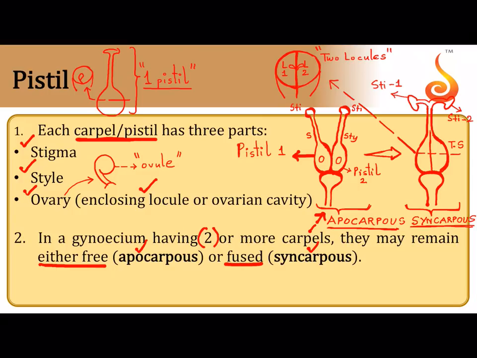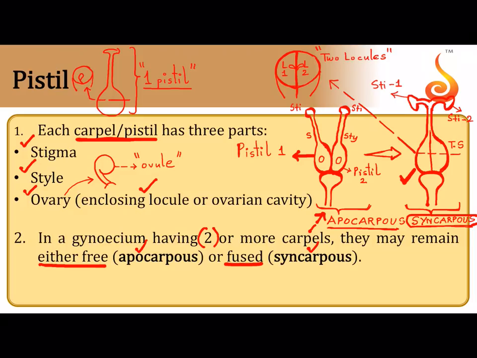Is there any other way of telling that this particular case is a fusion of two pistils? Yes. How many stigma are you seeing in the carpel here? You are seeing one, and here you are seeing two stigma. So that should tell you that probably there are two carpels which have come together and fused, and this condition where the carpels are fused is referred to as the syncarpous condition. Okay, so I hope it is clear now.